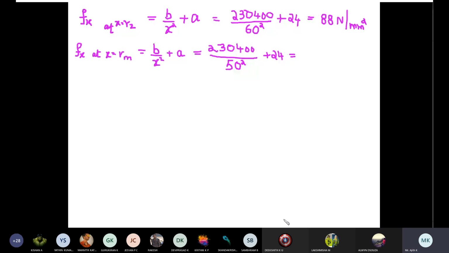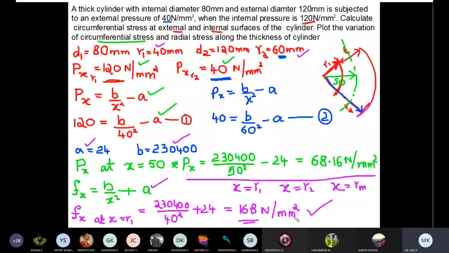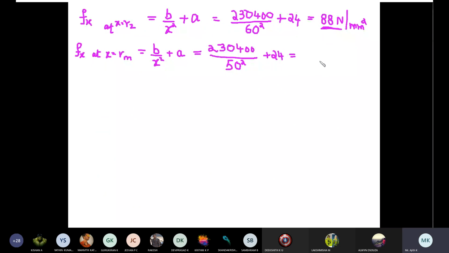Stress at the inner section is 168. Stress at the outermost section is 88. So obviously this answer should be in between 168 and 88. You will get the answer as 106.16 Newton per mm square. So that completes all the calculations.